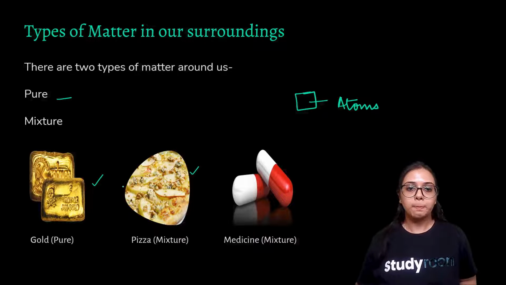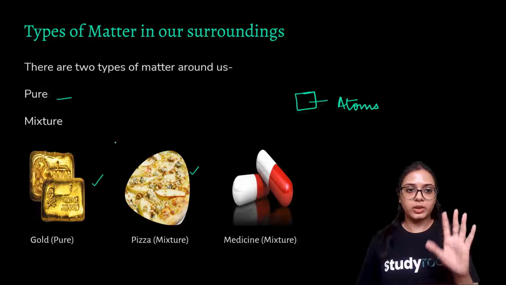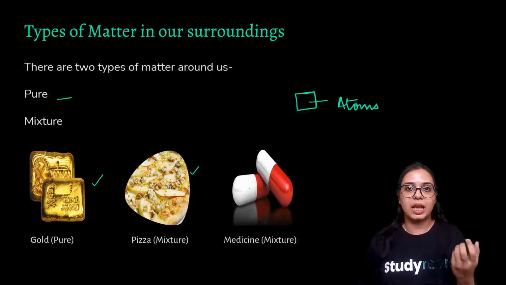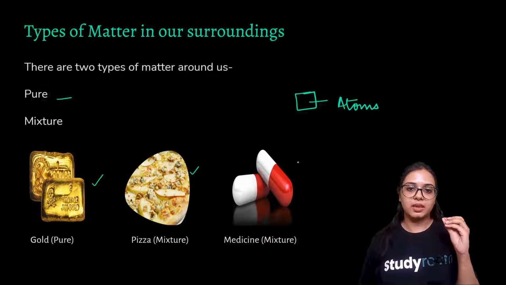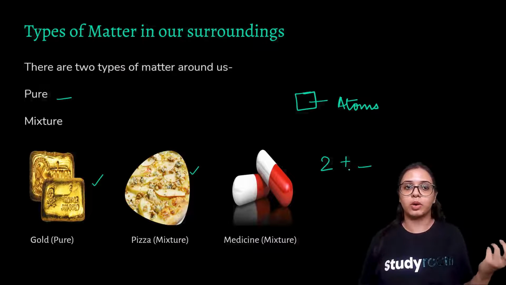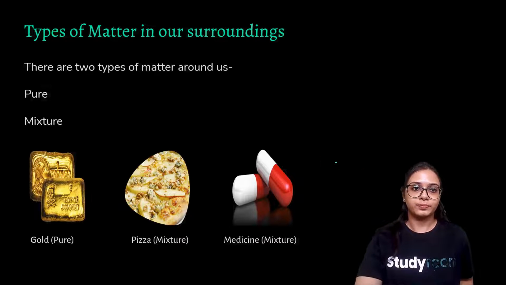What is a mixture? A mixture is basically a mix of two or more components, and for the most part these components are pure substances. So in medicine, in a pizza, or for example in sand, in any mixture there is a combination of two or more than two compounds. Those compounds may be pure, and those compounds may be mixtures as well. Okay, so there are basically two types of matter around us. One is pure and the other is a mixture.